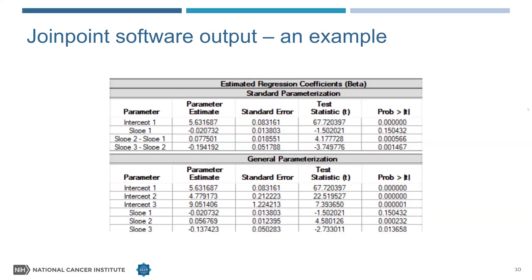As an example, this is a screenshot of the joint point software output. The top portion uses standard form. There are 4 parameters in this form. The bottom portion uses general form. There are 6 parameters in this form.